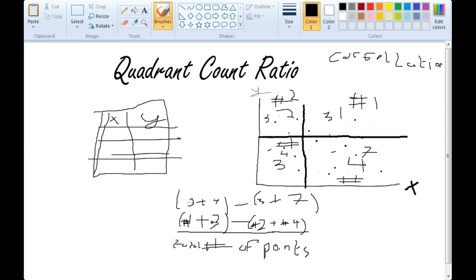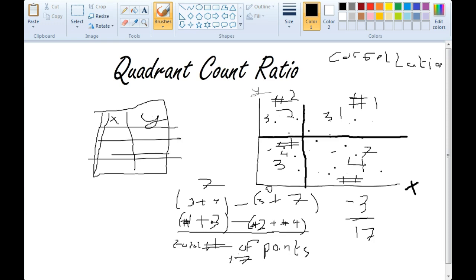Divided by, so basically you do 3 plus 4 plus 3 plus 7, which is 6, 11. 6 plus 11 equals 17. So the total number of points is 17. 3 plus 4 equals 7, and 3 plus 7 equals 10. So 7 minus 10 equals negative 3. Correct? So it'll be negative 3 over 17.